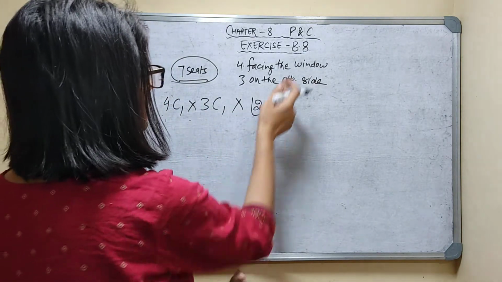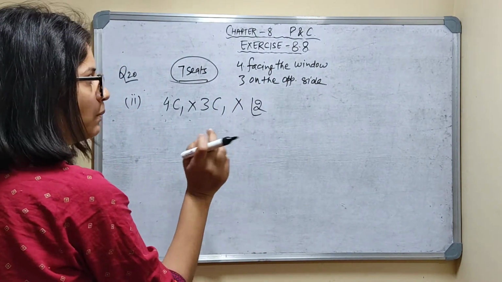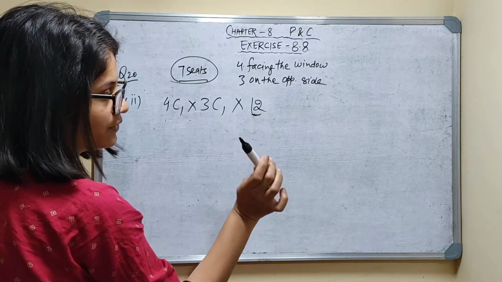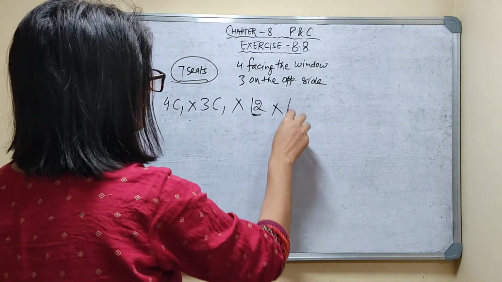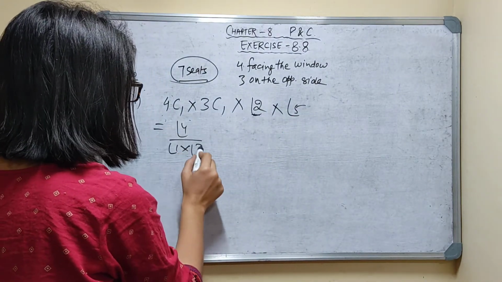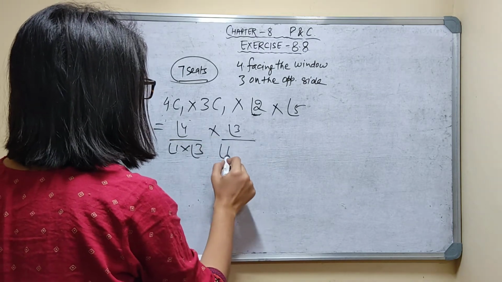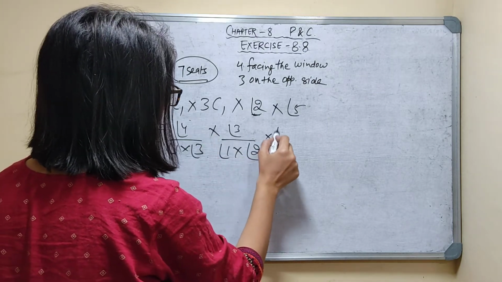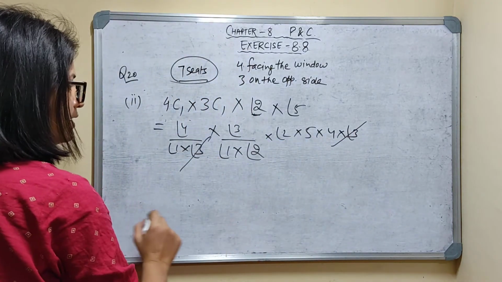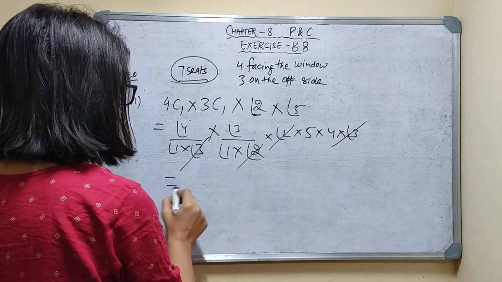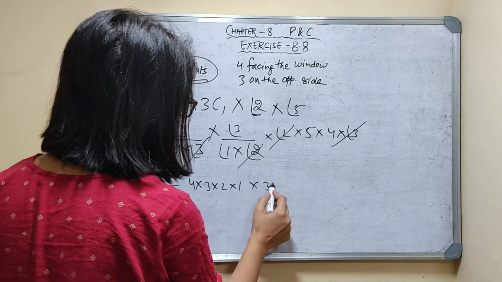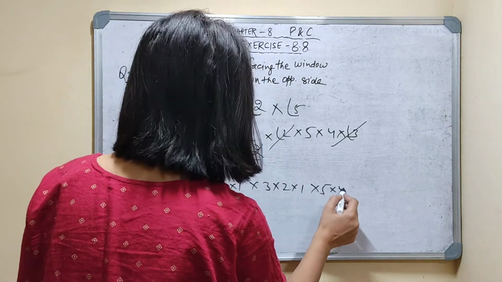Remaining, how many are there? One is facing the window, one is facing the opposite side, so these can be arranged in factorial 2 ways. Remaining 5 can arrange themselves in factorial 5 ways. So 4C1 is factorial 4 upon factorial 1 into factorial of 4 minus 1, times 3C1 is factorial 3 upon factorial 1 into factorial of 3 minus 1, that is 2, into factorial 2 into factorial 5 into 4 into factorial 3. Factorial 3 gets cancelled, factorial 2 gets cancelled. Factorial 4, I am writing 4 into 3 into 2 into 1, into 3 into 2 into 1, into 5 into 4, upon 1 only.